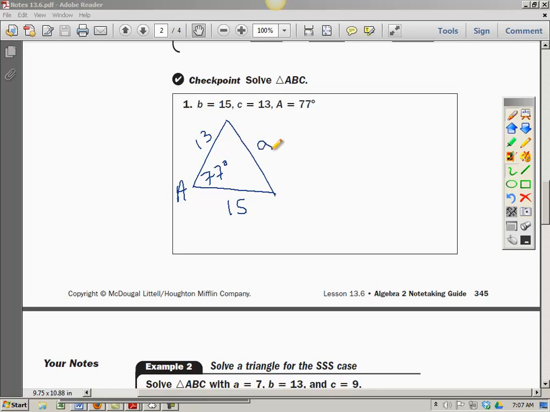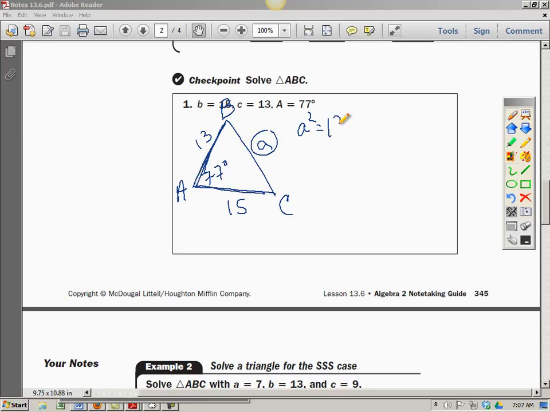So this is angle A, side A. Opposite the 13 would be angle C, and then this is B up here. All right, so for the law of cosines, then, we would say that A squared is equal to, and again, we're looking for A here, so that means I've got C squared and B squared.